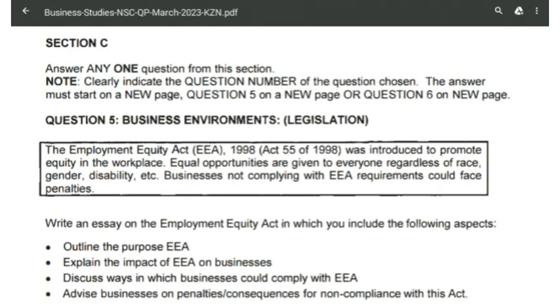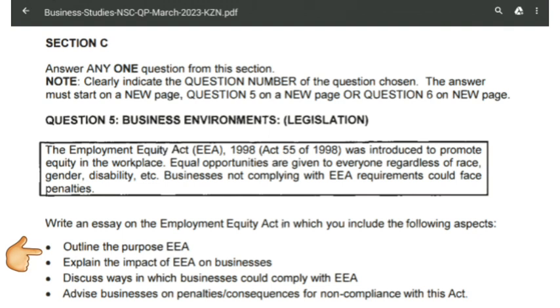So for example, we are looking there at a business studies question paper from March in KZN 2023, right? It said question 5, business environment legislation. The Employment Equity Act, EEA of 1999, Act 55 of 1999, was introduced to promote equity in the workplace. Equal opportunities are given to everyone regardless of race, gender, disability, etc. Businesses not complying with EEA requirements could face penalties. Then it says, write an essay on the Employment Equity Act in which you include the following aspects.